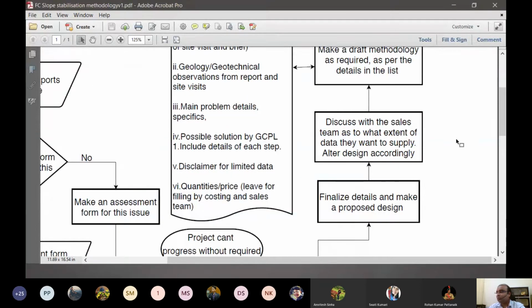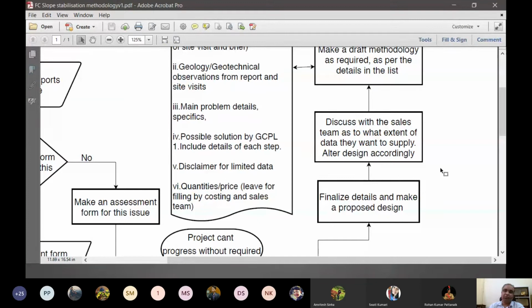Discuss with the sales team as to what extent of data they want to supply. So when we simulate and we have every data, how things will work, generally these application or consultancy firms have to withhold some data before they can get the contract, so that they don't give away everything on the first go. They give some data. Okay, this is our design, this is what we have to do, and this will be the factor of safety after improvement. And once they get the contract, they give actual details.